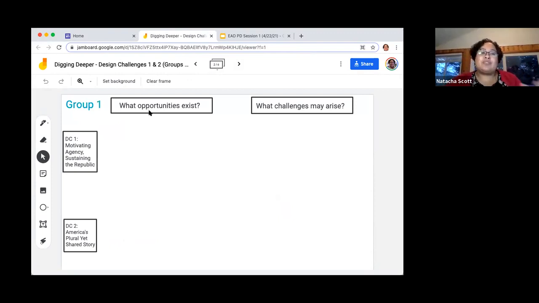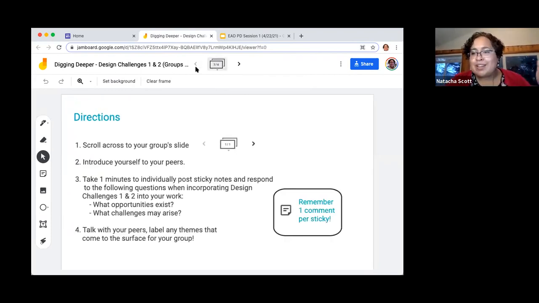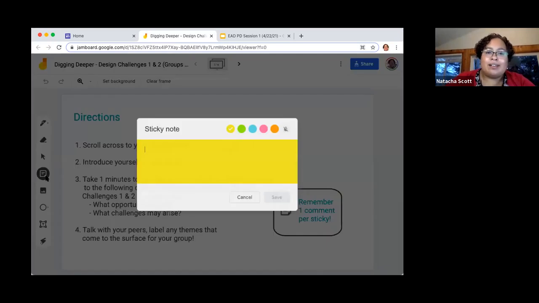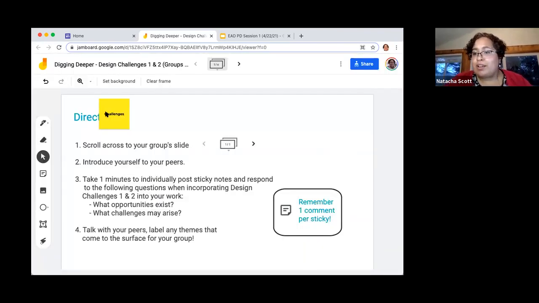What you're going to do is think about what opportunities exist in your community and what challenges may arise. When you get into your group, directions are right at the beginning. Take a moment, say hello, introduce yourselves. Then click on your sticky icon and type your idea. It pops up right on your page, and you can move it around and sort it into the different buckets.